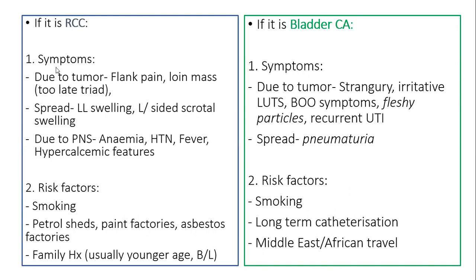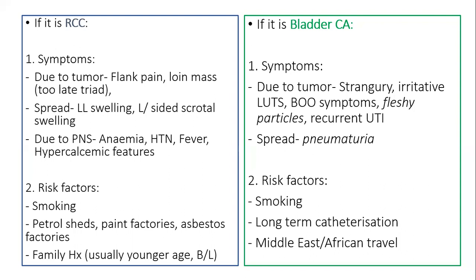So symptoms you can ask about: one thing is due to the tumor, another is due to the spread, and the other is due to the paraneoplastic syndromes. Renal cell carcinoma, as you know, is very popular because of the paraneoplastic syndrome. That's the standing out feature for renal cell carcinoma. You get those in small cell carcinoma of the lung also, but out of the pathologies we talk about in final year surgery, they talk about paraneoplastic syndrome mainly in renal cell carcinoma. So it's always good to know that.